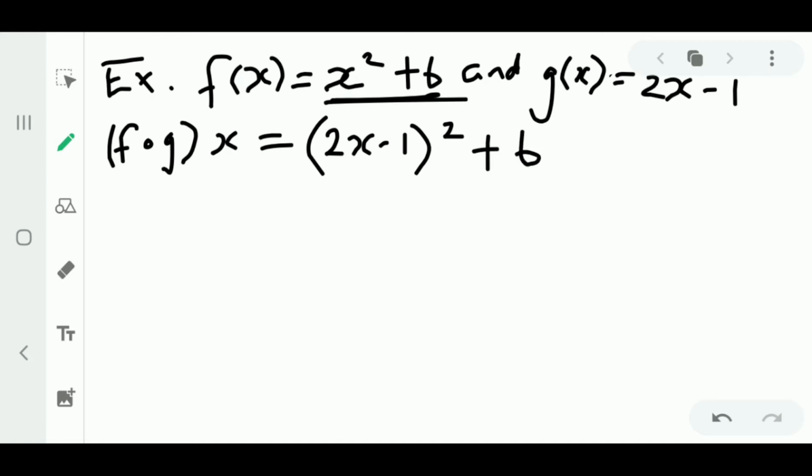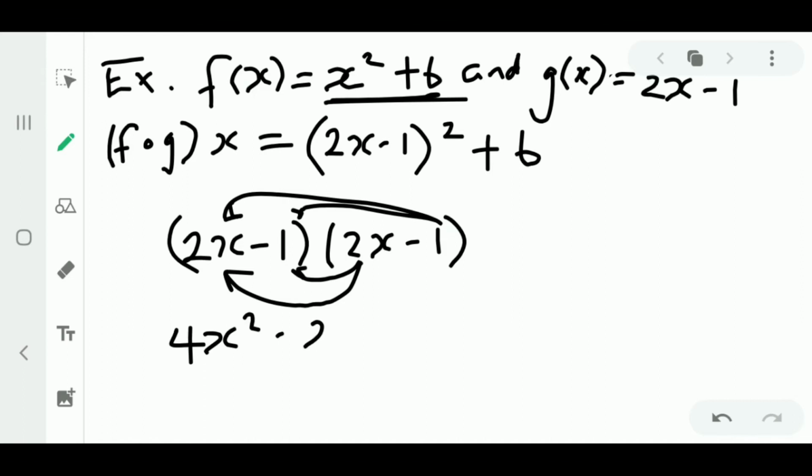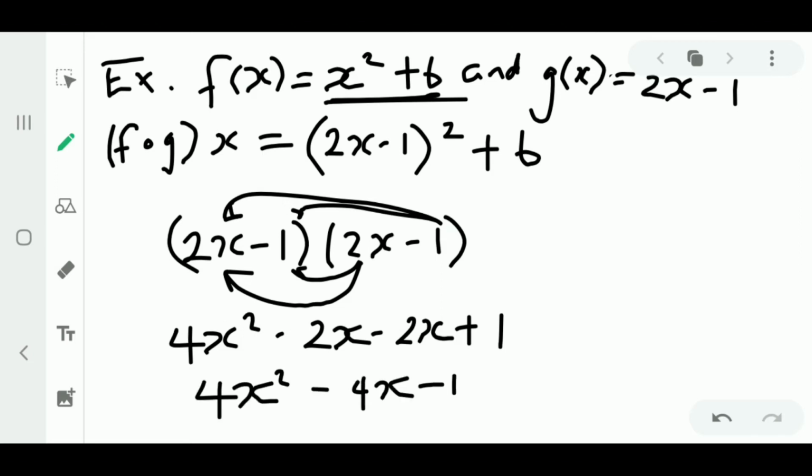And what we'll do is expand this bracket and group like terms. So if we expand this, it will be 2x minus 1 times 2x minus 1. So it's this times this, this times this, and this times this. So we'd have 4x squared minus 2x minus 2x plus 1. So that would give us 4x squared minus 4x plus 1.